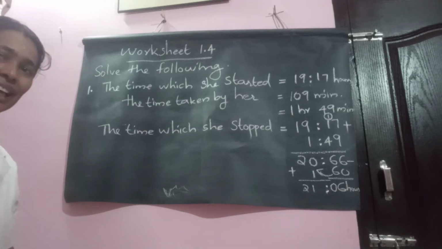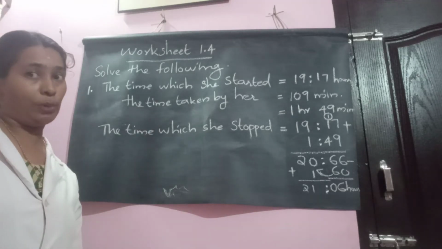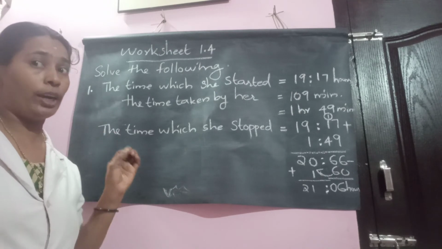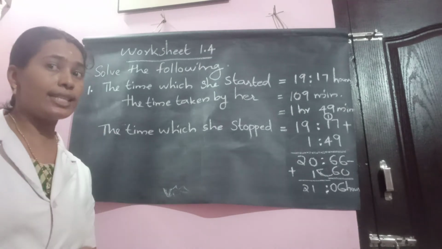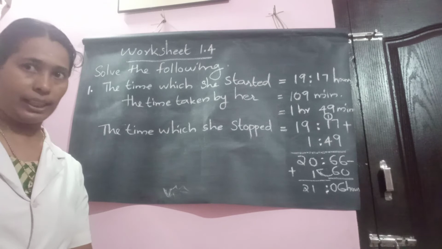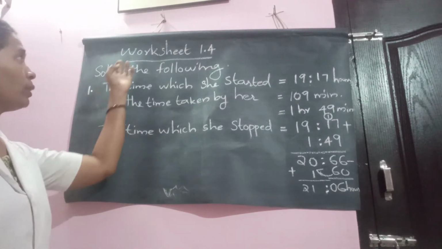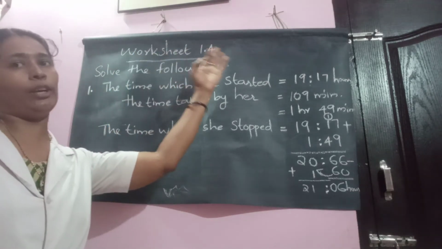Hi children. Last class we completed up to worksheet 1.3. That is 3 sheets completed from the first chapter, isn't it? Today we are going to start with worksheet 1.4.